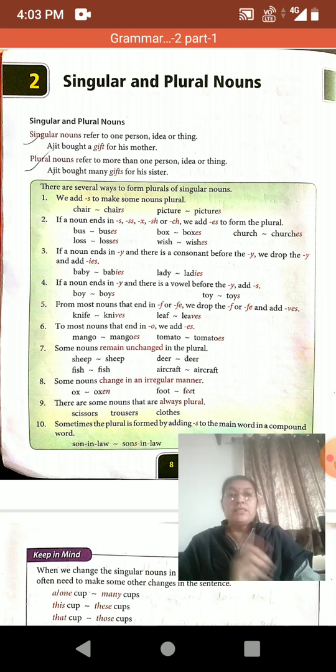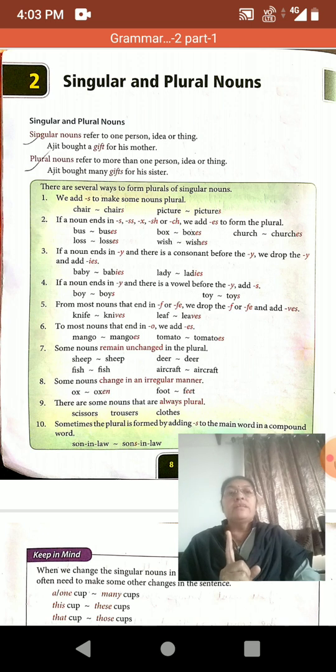Sons-in-law. Son is a compound word. Sister-in-law, sisters-in-law. Don't put s on the other words, only add s to the main word in a compound word. Okay, understand these rules? How many rules did we study to make a plural? 10 rules.